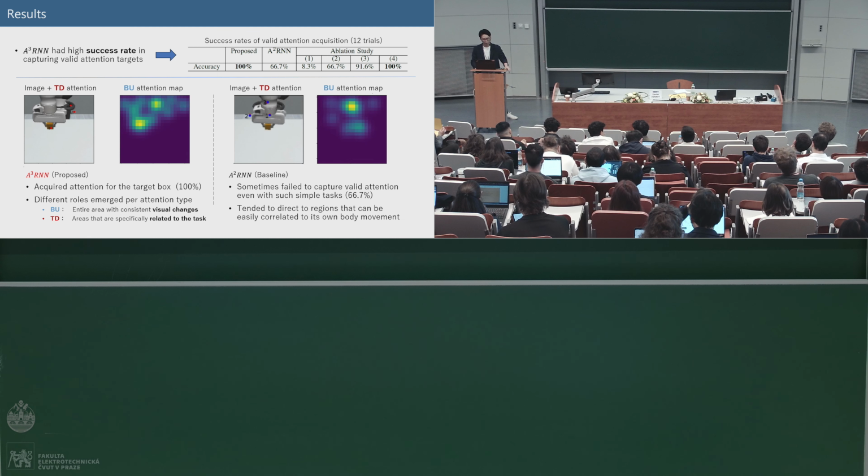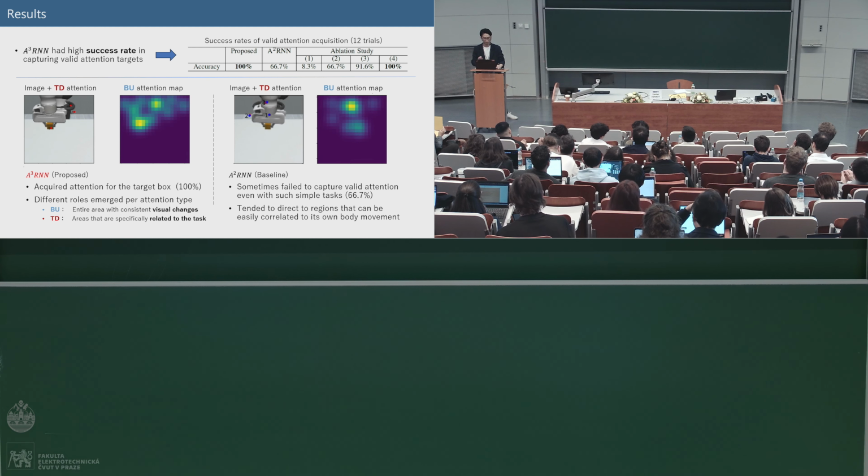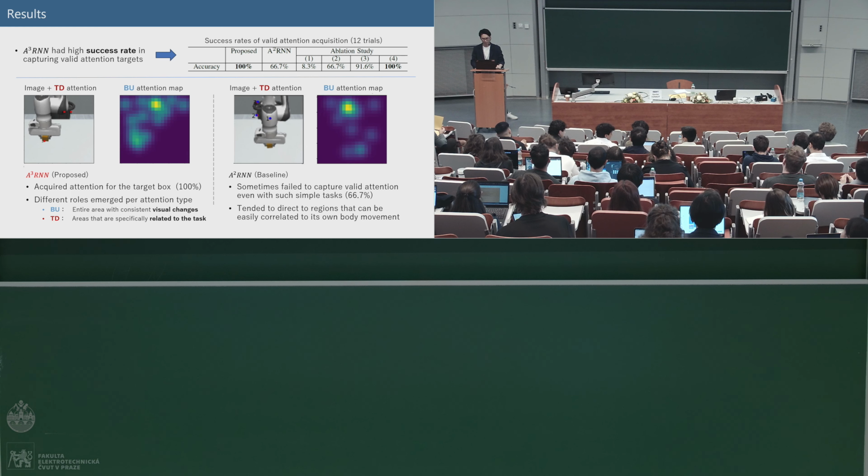Bottom-up attention had the role of capturing an entire area that had consistent visual changes, whereas the top-down attention focused more on specific targets that are related to the task. Speaking of the baseline model, it did succeed 66% of the time, but in the other 33%, it failed to capture valid attention on the target boxes.